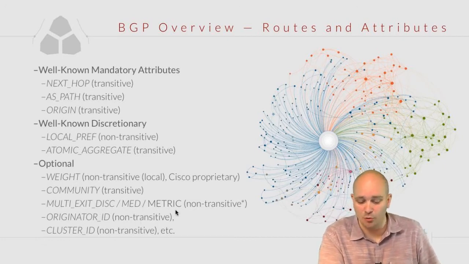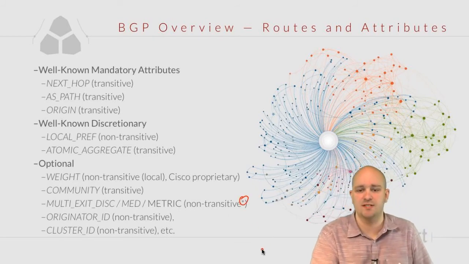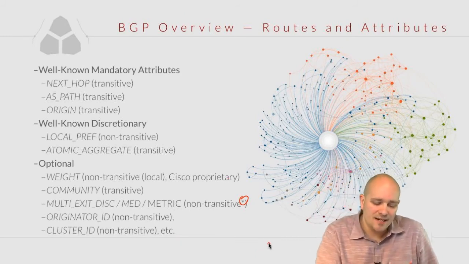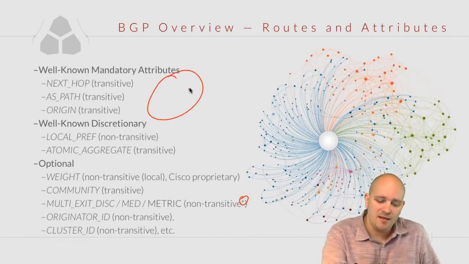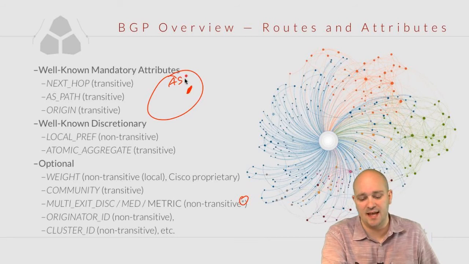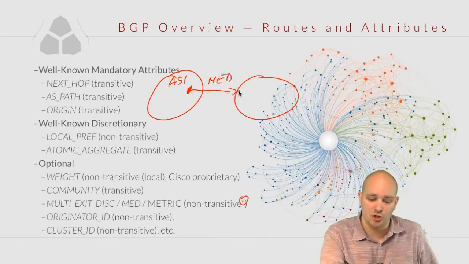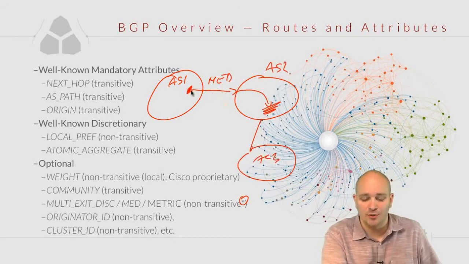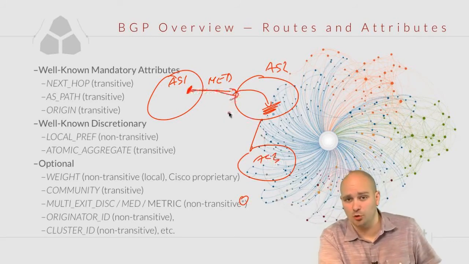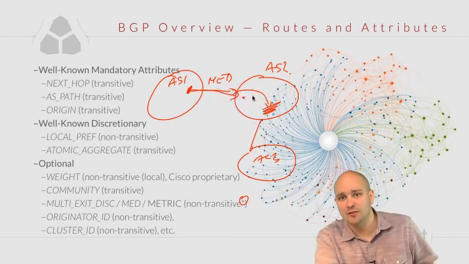Multi-exit discriminator, or the MED or metric, has many different names, this one. This is a non-transitive one, and I used a little asterisk here to indicate that this is a very specific non-transitive attribute, in the sense that it can be set in a particular AS. So let's say in this AS1 here, on this peering session here, I can set the MED, and it will be visible inside this AS2, but it will not leave when this route is advertised to say AS3. So it can be communicated across the autonomous system boundary, but it will not be communicated outside of the AS into which it was advertised.